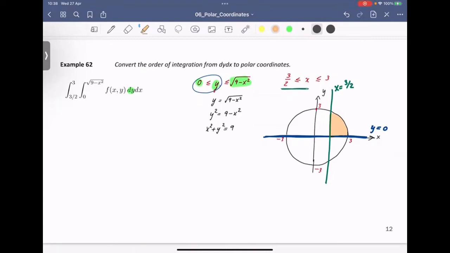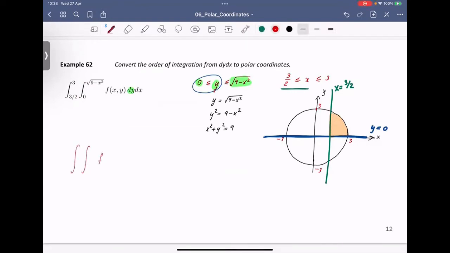Once you get it, I would recommend you double check again: if I do dy dx, I do that. So yes, right. It's going to start from 0, and then you hit the circle, like that. And then x is going to be 3/2 to 3. So yes, the range will be that one. So now we're going to switch to polar coordinates. Okay, let's do that.